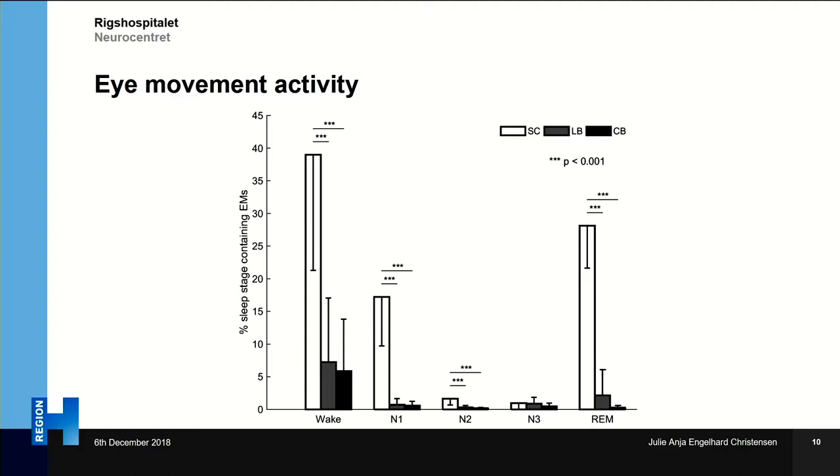So to the results. These are the eye movement activity for the three groups. This y-axis shows the percentage of each of the sleep stages containing eye movements. So a high of 40 for the sighted controls here means that approximately 40% of the nocturnal wakefulness contains eye movements. And as you can see, both blind groups had significantly less eye movement activity in all of the nocturnal stages except the very deep sleep, where the sighted controls also do not show that many eye movements.